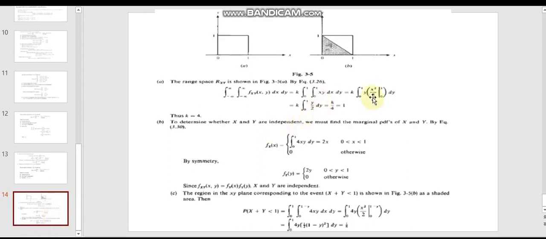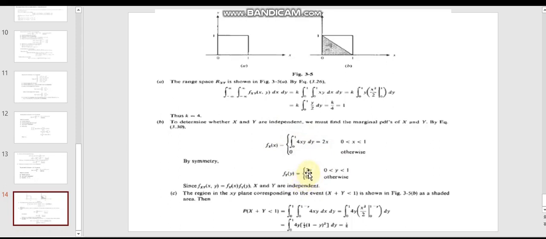In the first case, when I integrate the PDF, I get k/4 equal to 1. So the value of k is equal to 4 in this case. In order to determine the marginal PDF of x, I will integrate this joint PDF from 0 to 1 along the y variable, so along the y direction. So I will get 4xy integrated, and the marginal PDF of x is equal to 2x. Similarly, the marginal PDF of y is equal to 2y.